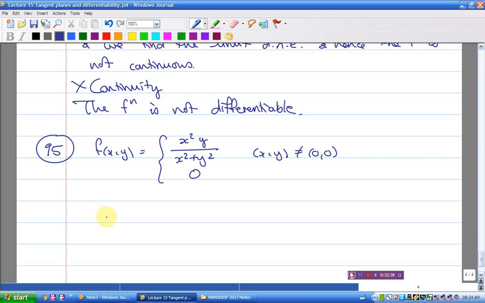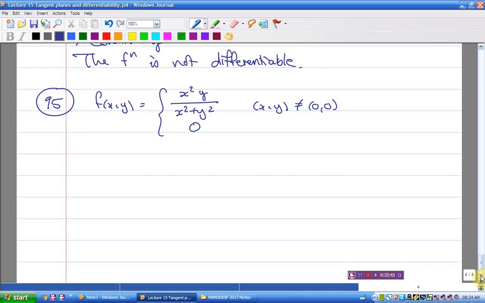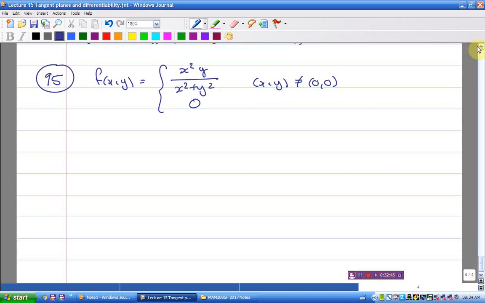Okay, so let's work out the partial derivatives. Do I have enough space on this page? I just want to see how much space I have. Yes, I do. Okay, here we go. Let's work out the x derivative at the origin.